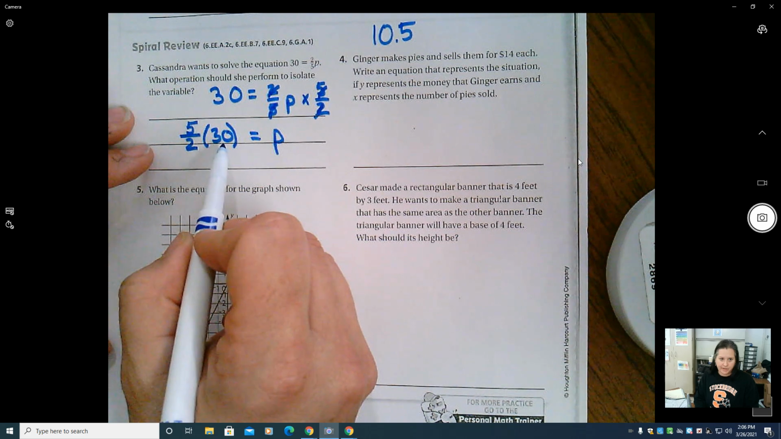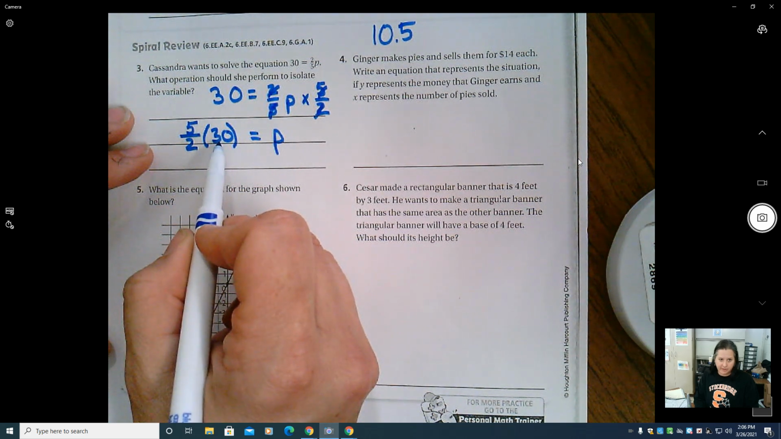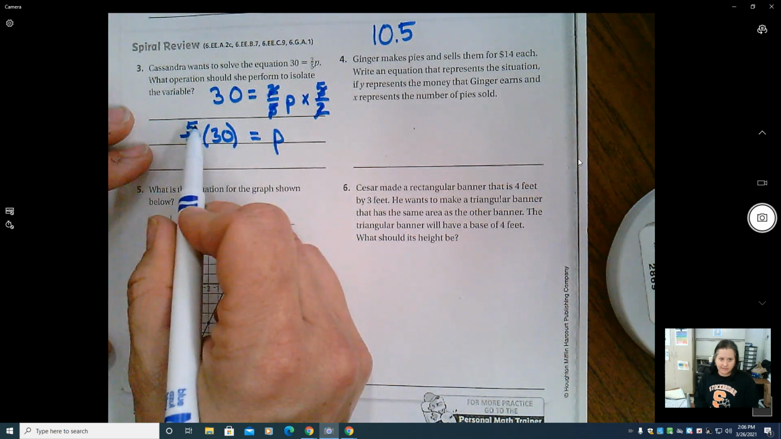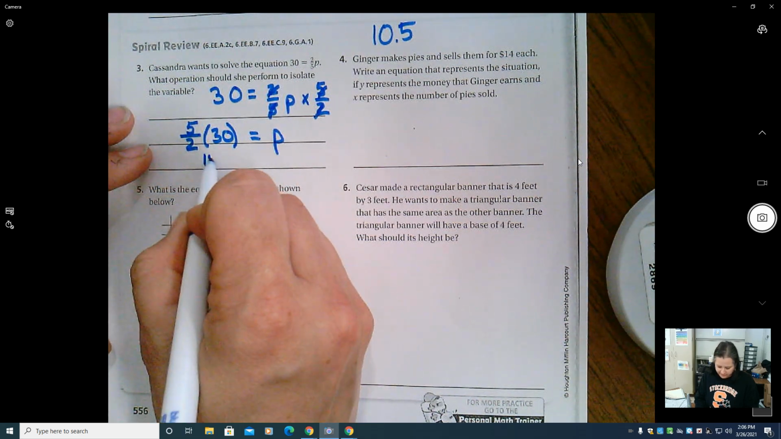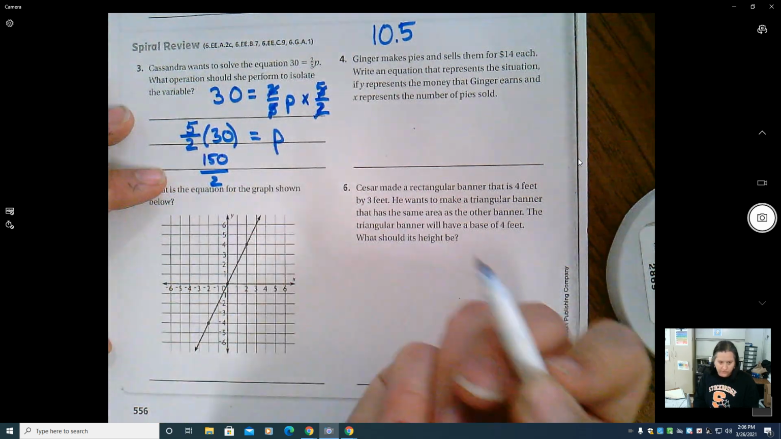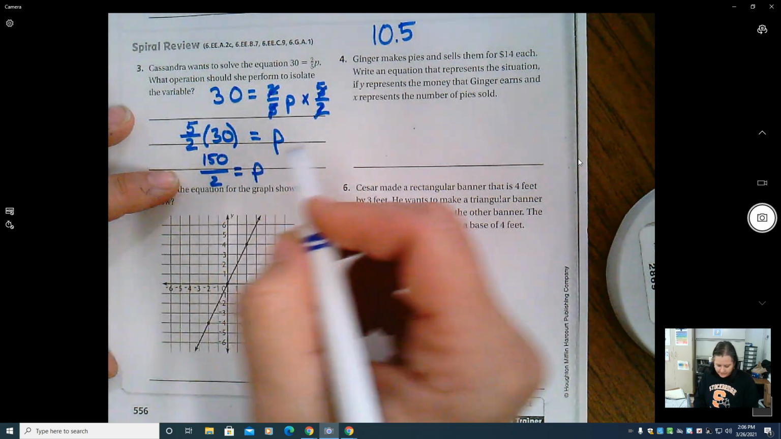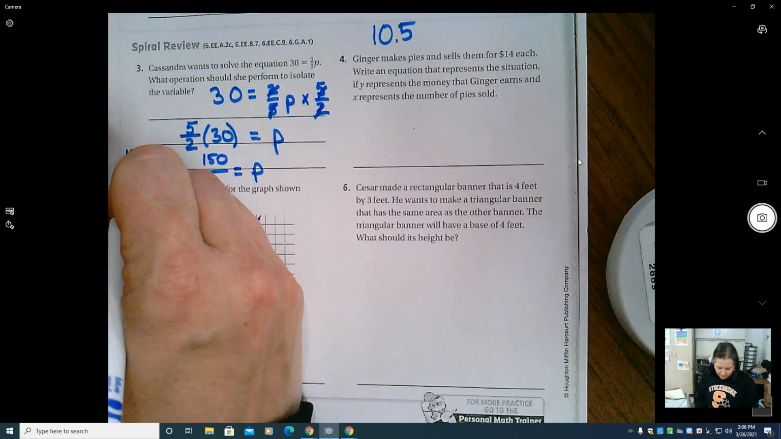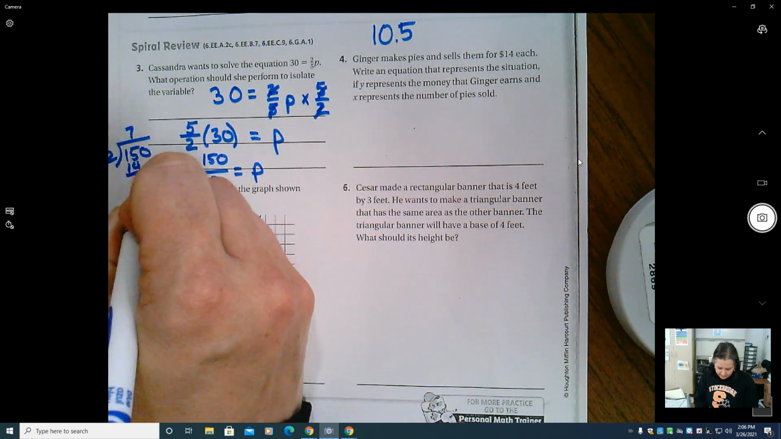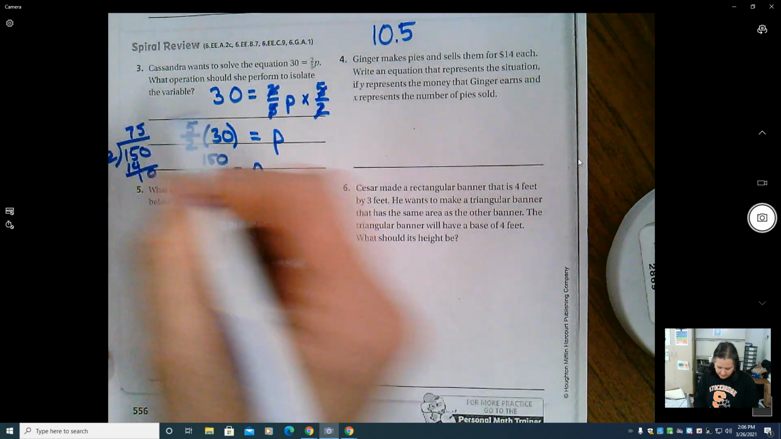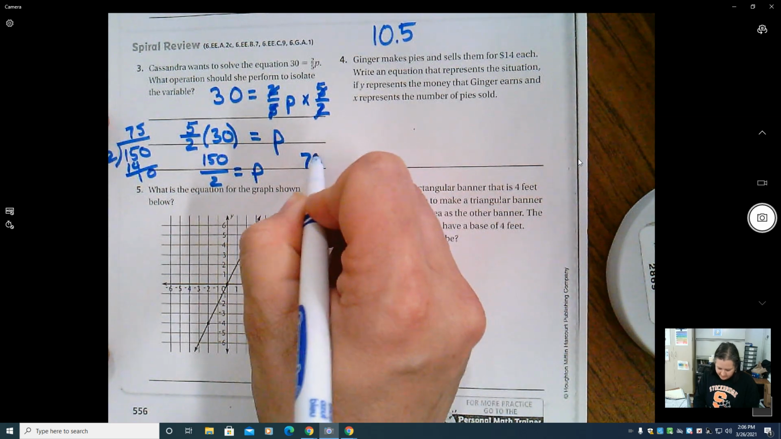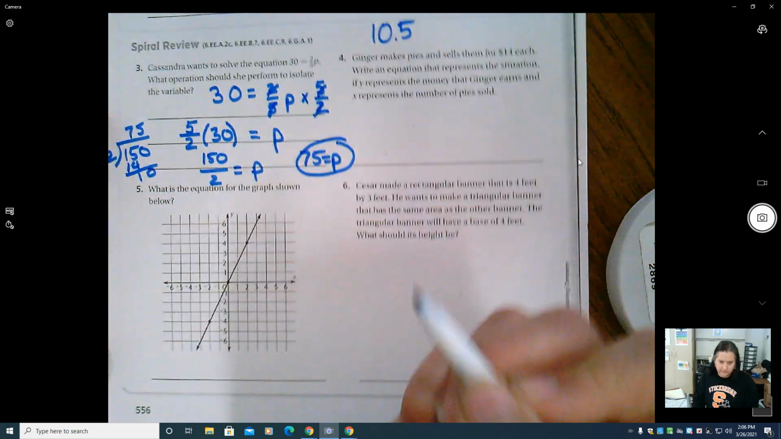You take your number here and multiply it times the number on the top. So 30 times 5 is 150/2 equals p. 150 divided by 2. I'm going to go off to the side and do that, and I would get 75. 75 is what p is equal to.